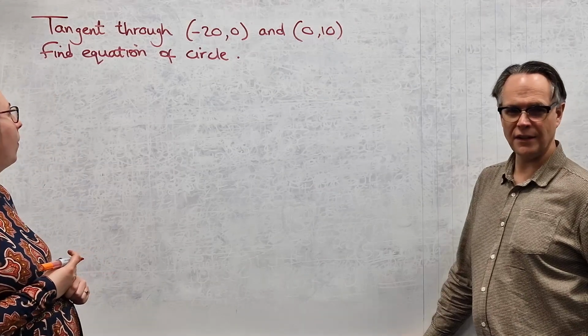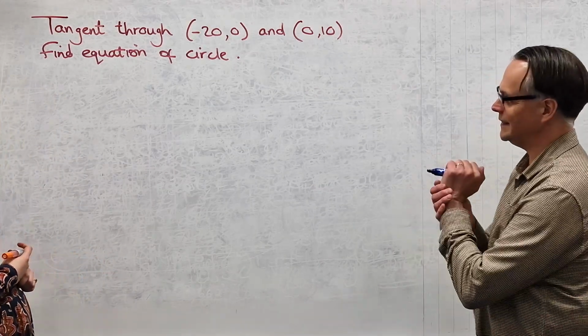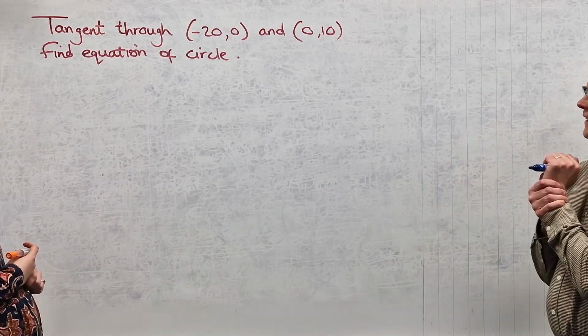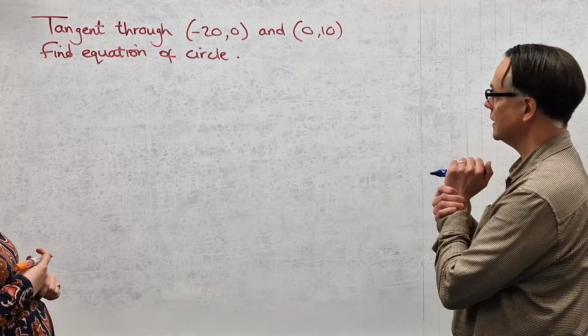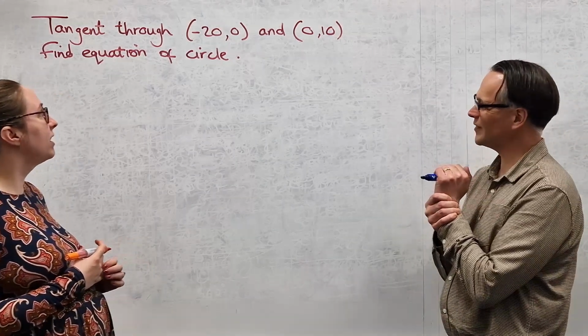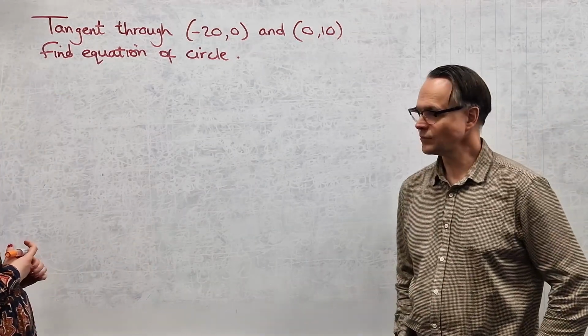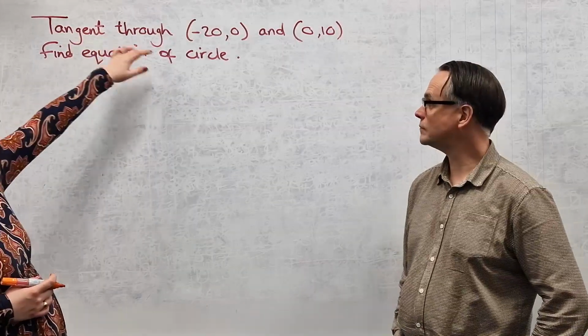Okay, that's long enough to do, isn't it? Right, so we've got the tangent through the point, the coordinates minus 20, 0 and 0, 10, and we want to find the equation of the circle. So this tangent to the circle.